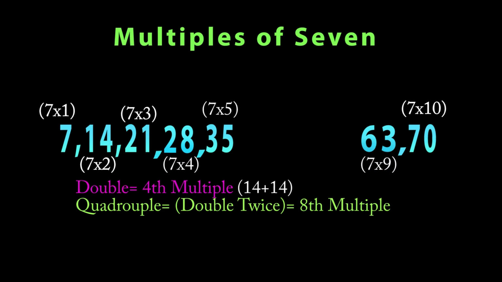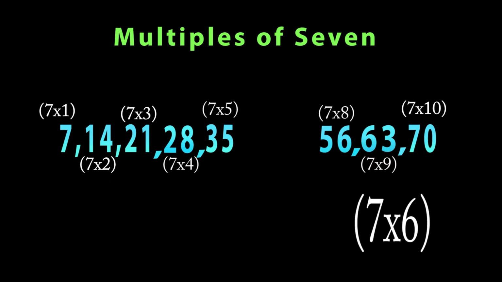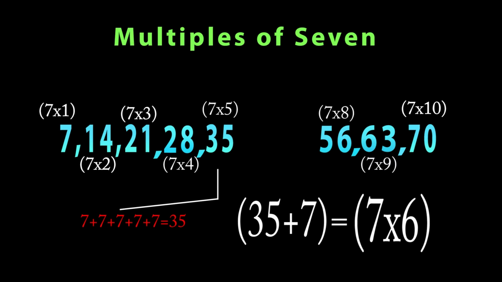We can use the 4th multiple of 7 to find the 8th multiple of 7. If we double the 4th multiple, 28 plus 28, or quadruple the second multiple, we find that the 8th multiple of 7 equals 56. Let's try to figure out 7 times 6. Since we know that 35 is 5 groups of 7, we should see that one more group of 7 brings us to 7 times 6, which is 42.